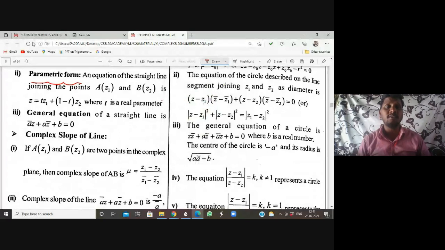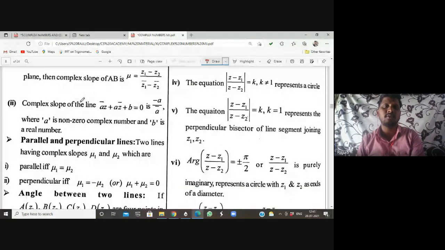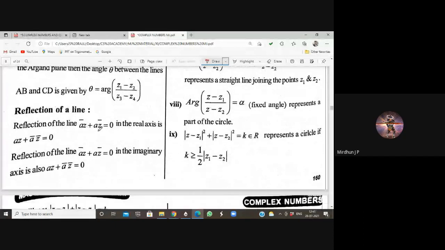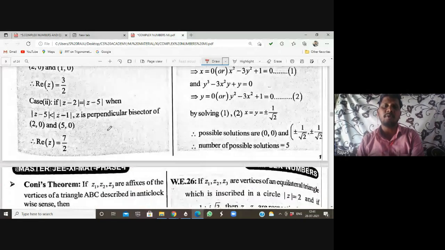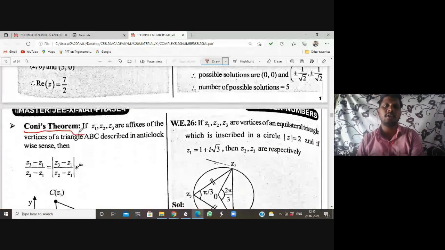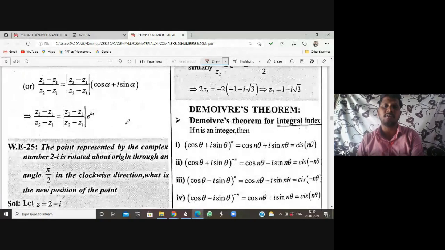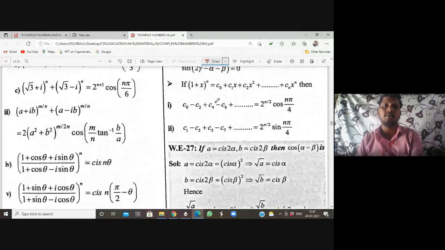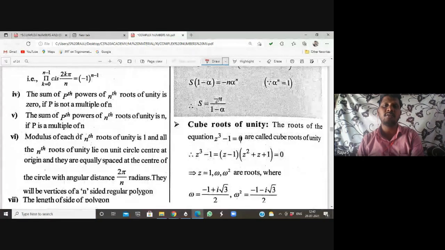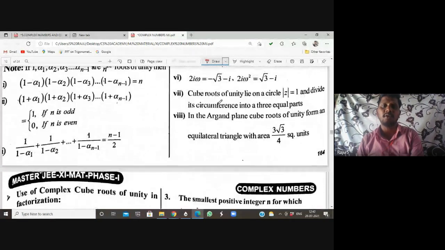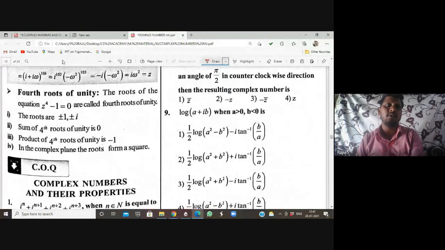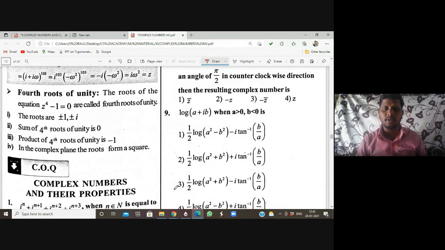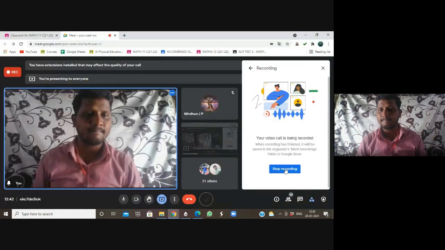See here in complex numbers, almost... Time up, sir. I know, I know. The properties alone, how many pages are there? Nearly 10 to 12 pages. Here we don't have any third exercise in complex numbers. The cube root of unity, nth root of unity, are also very important. So totally 13 pages are their properties. Clear?